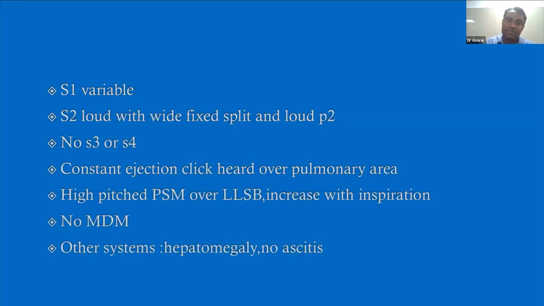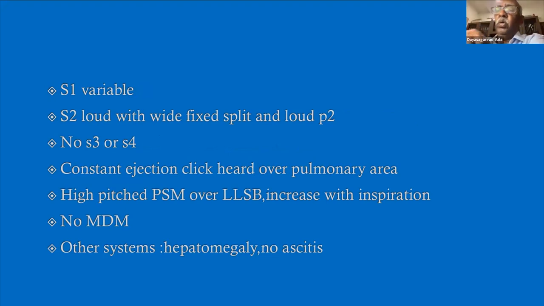First heart sound is variable. Second heart sound is loud with wide fixed split with loud P2. No third or fourth heart sound. There is a constant ejection click heard over the pulmonary area. There is a high pitched pansystolic murmur over the left lower sternal border, which increases with inspiration. There is no mid-diastolic murmur. Other systems, there is hepatomegaly.